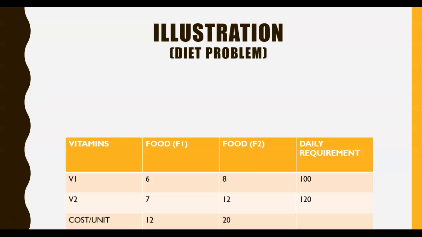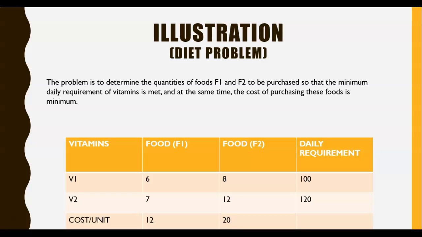So here we can see that the first step is interaction among various people, various experts, with concerned persons from various departments. And after that, the problem is now with us. The problem is to determine the quantities of foods F1 and F2 to be purchased so that the minimum daily requirement of vitamins is met, and at the same time the cost of purchasing these foods is minimum. So with this data, this is the problem that we have to address.